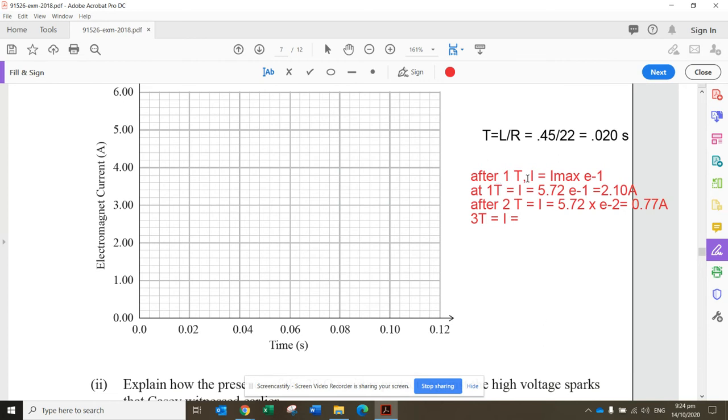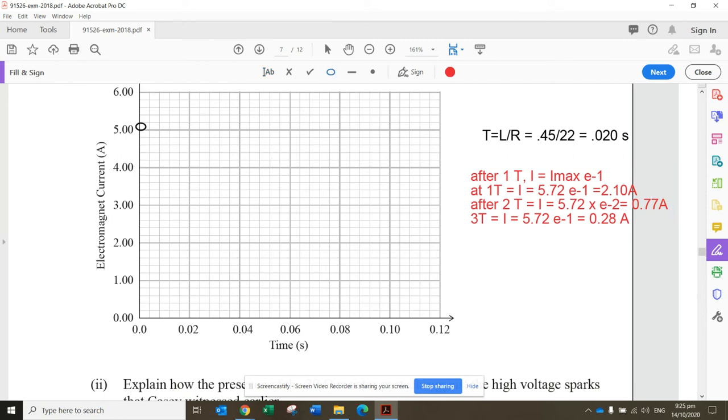And then it's a decay curve. And how do you calculate what's the current after 1 time constant, 2 time constants, 3 time constants? So the formula is maximum current 5.72 times e to the -1, you get 2.10 amps after 1 time constant. After 2 time constants, it drops further to 0.77. After 3 time constants, you just do 5.72 times e to the -3, and you end up with 0.28 amps.